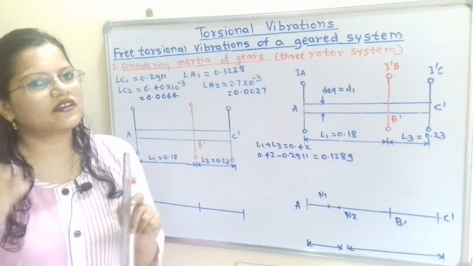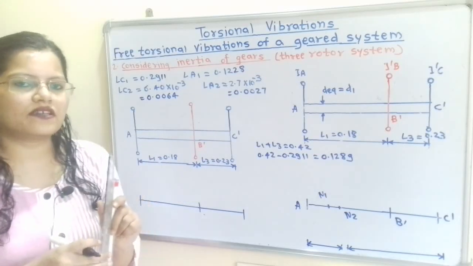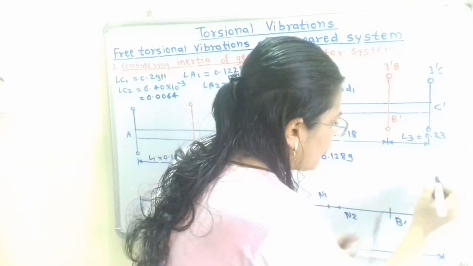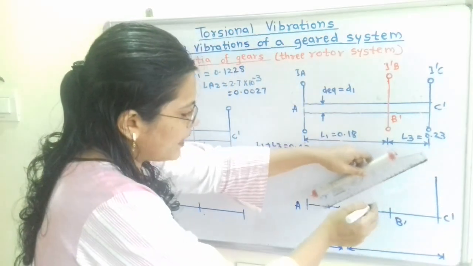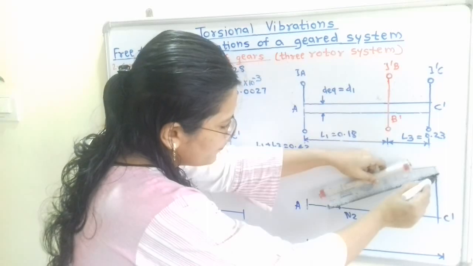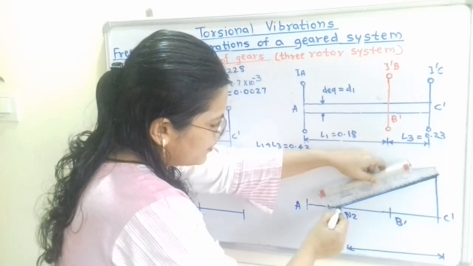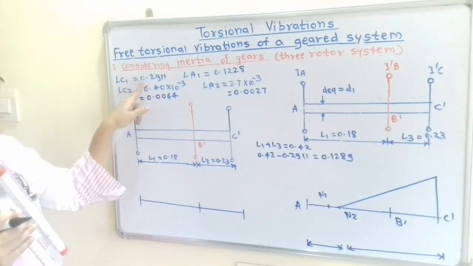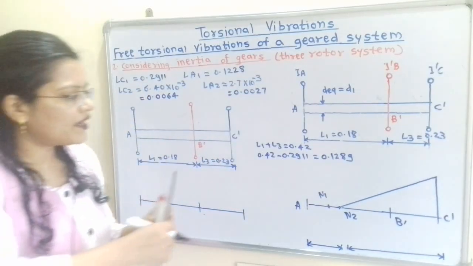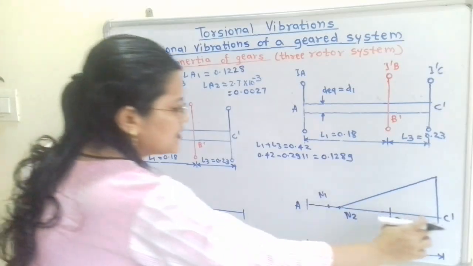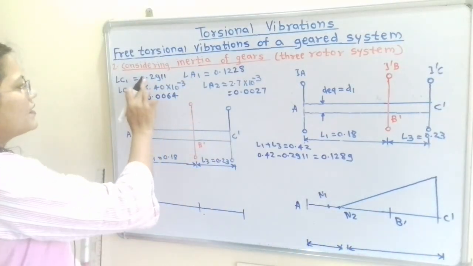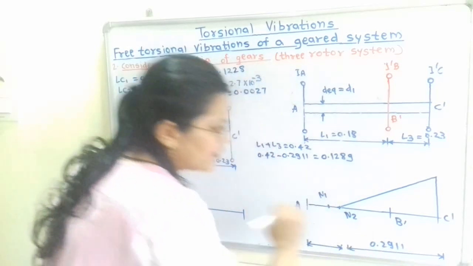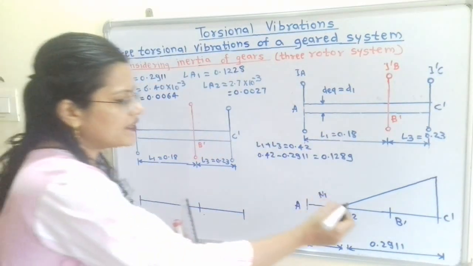Now we will consider the amplitude of C dash is in the upward direction. So this is our consideration. Now this is the end point of amplitude and we will join the N2 and this end point, because N2 is the node from this rotor C dash. So here this distance from C dash to N2 is LC1, 0.2911. Now here is the B dash.